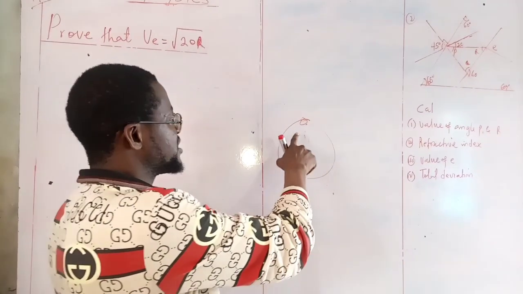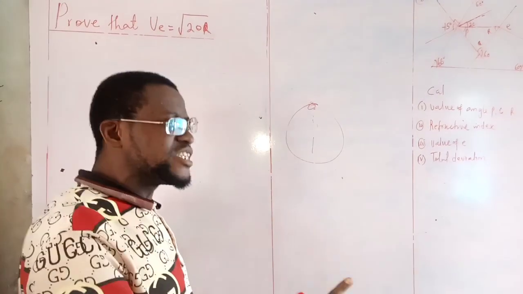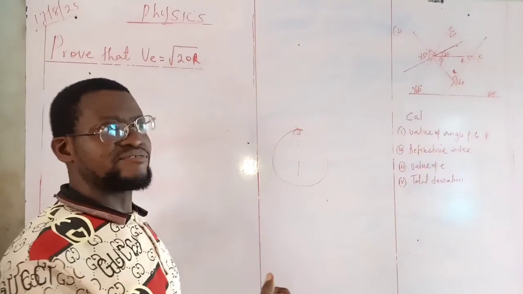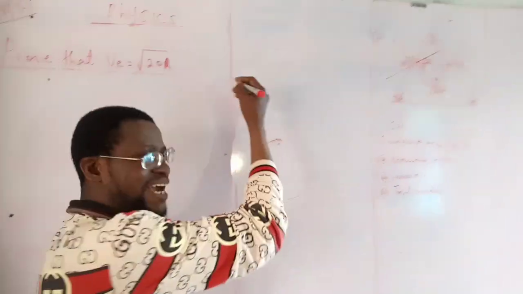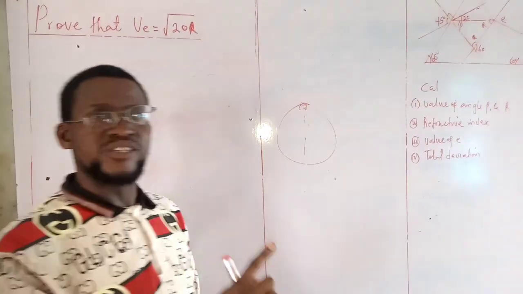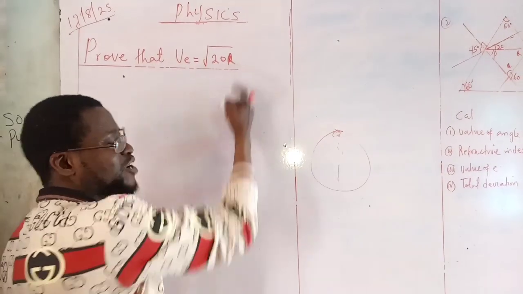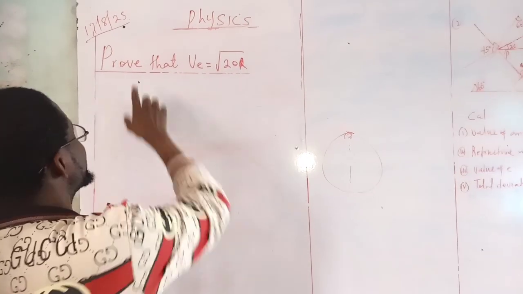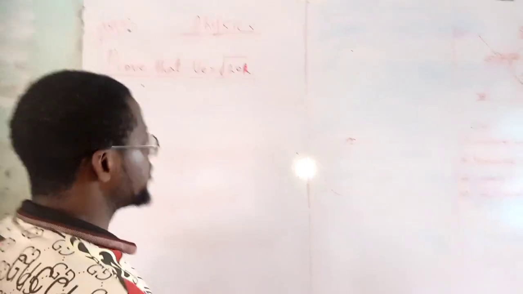Those objects that escape the influence of gravity have a particular velocity. So the smallest velocity required by an object to escape the influence of gravity, so that when the object is thrown up it will not come down, is called escape velocity. So this is the formula, square root of 2GR. Only what is missing here is g, that is gravity. So how do we prove this? We can prove this from the formula for work done.